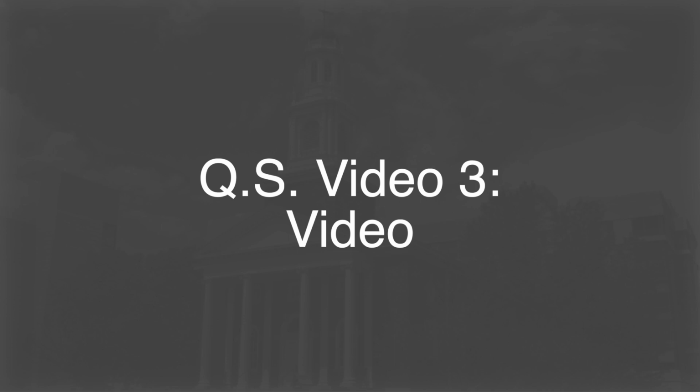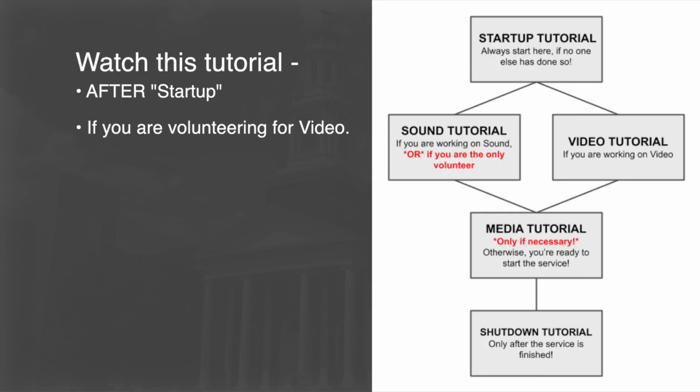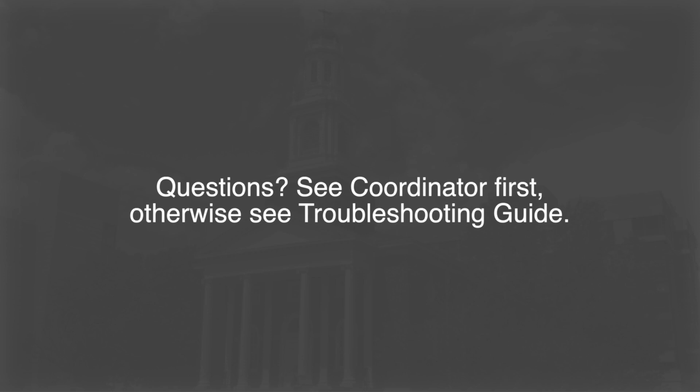This tutorial is part of our AV Quickstart series, here at the First Unitarian Church of Omaha. This is the third tutorial in the series. Make sure you are following the tutorials in the order shown on screen. If you have questions or encounter problems, consult your tech coordinator, another volunteer, or reference the troubleshooting guide as needed.